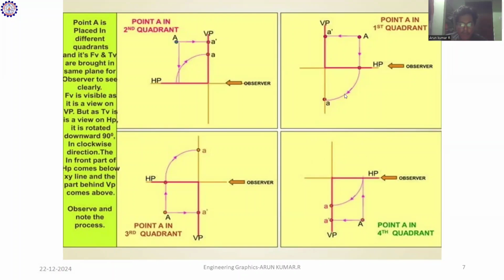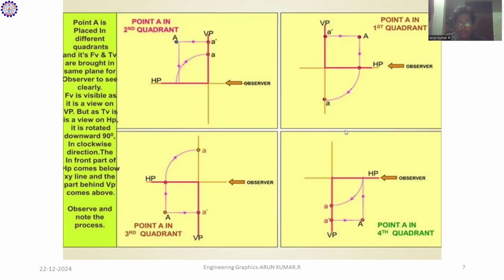What are the questions we are asking? The point is above or below. The point is in front or behind. Similar terms are used for each quadrant when solving the problems. Whenever you are solving a problem, it is very important to know where the observer is and where the object is placed, based on your conditions. Then we can solve the problem in a very easy manner.